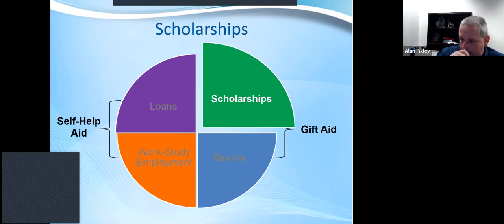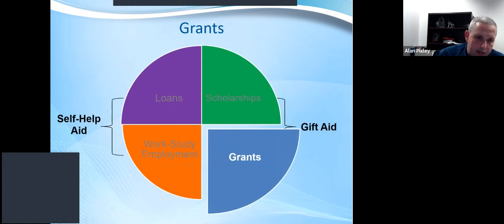The next type of aid that I want to specifically talk about is also part of the gift aid, and that would be grants. The biggest one is the Pell Grant. It's a federal need-based grant. Scholarships, for the most part, are typically not need-based. They're based on academic or some kind of performance level. They can be based on need, but for the most part, probably 80% of scholarships are based on some type of academic performance or athletic performance or a talent that a person would have.